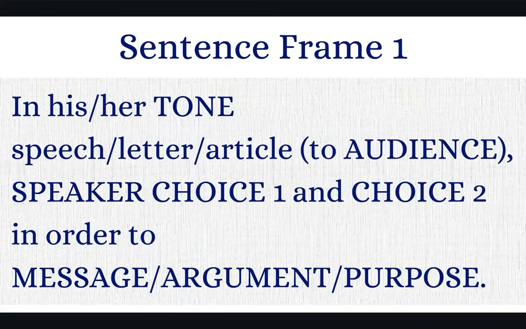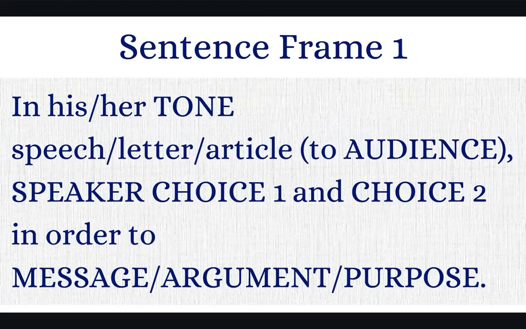Then you're going to want to specify what type of passage it is. So is it a speech, a letter, an article, maybe even an excerpt of a larger work? This information will be available to you in your prompt. Now I put "to audience" in parentheses because that doesn't always fit every prompt, but many times speeches or letters have a very clear audience. Again, this is a sentence frame, so you can customize it to fit your style and the information that you have in your prompt. Where it says speaker, you're going to put your speaker's name there.